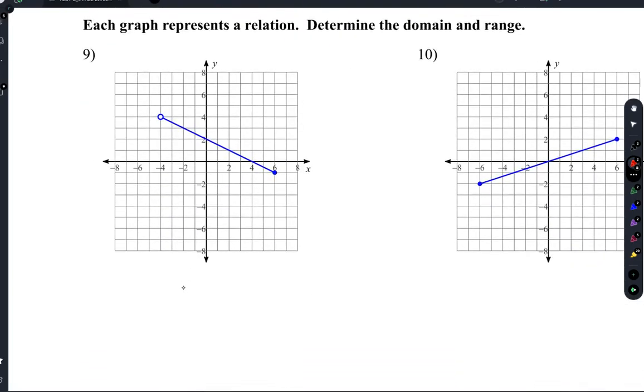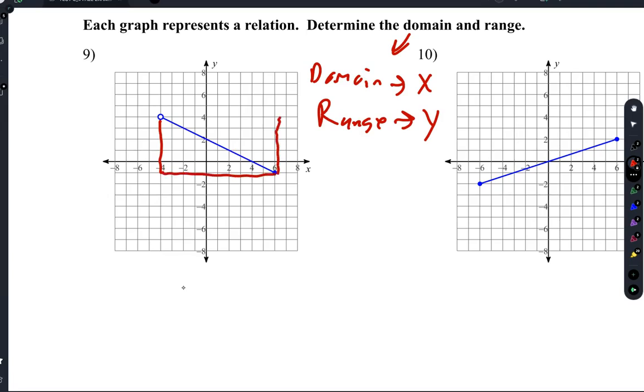On number 9, remember, domain and range. The domain is your X, the range is your Y. So this is going to be my domain, this is going to be my range. So I'm going to draw a box to show my graph. The domain goes from here to here. The range goes from here to here. So this is going to be my range. This is going to be my domain.